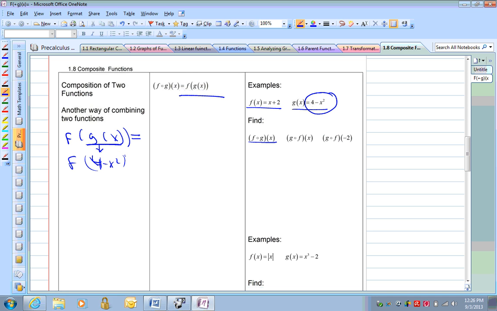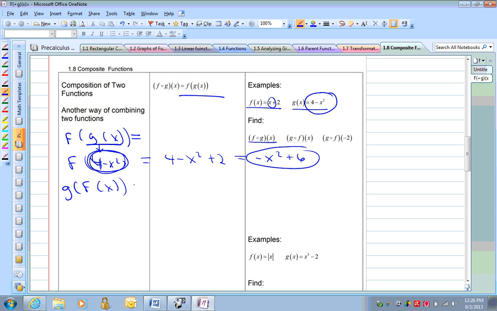So you have f of 4 minus x squared. Then that would mean that you're going to put all of this information in the x spot in the f function. So we would have 4 minus x squared, and then you would have the plus 2. You would simplify that and get negative x squared plus 6. And that would be your f of g. Now let's reverse that and go g of f of x. So this time, I'm going to erase up here.